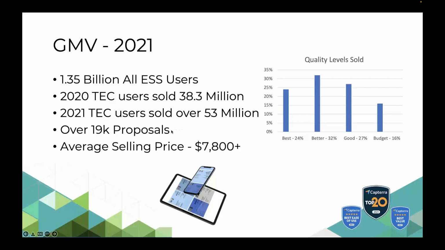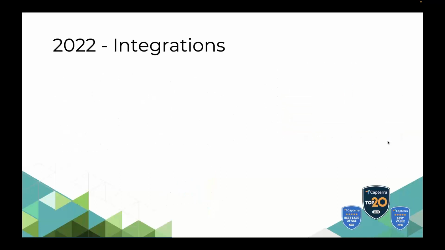TEC contractors also submitted over 19,000 proposals, and the average selling price was well over $7,800. You also notice this graph over here. So best or better and good were the majority of what was sold in the program, 24% of best, but only 16% of the budget model was actually sold. And we know through Carrier that about 70% of what they ship is budget model. So we're doing pretty good in raising the bar in the proposal program.